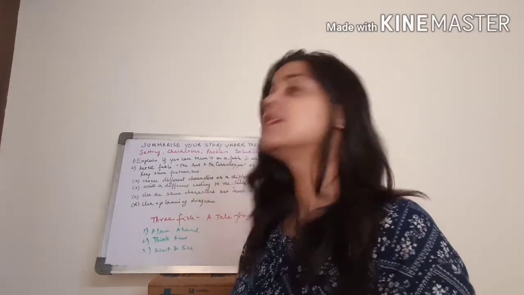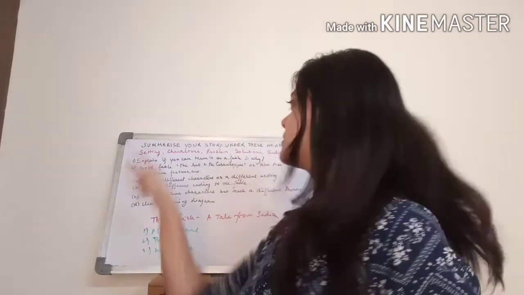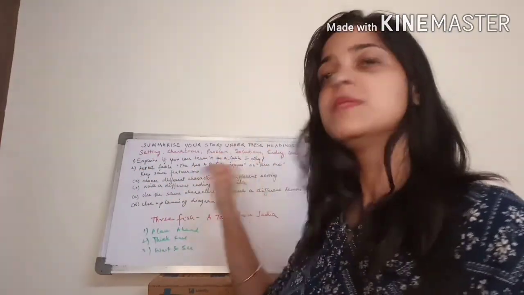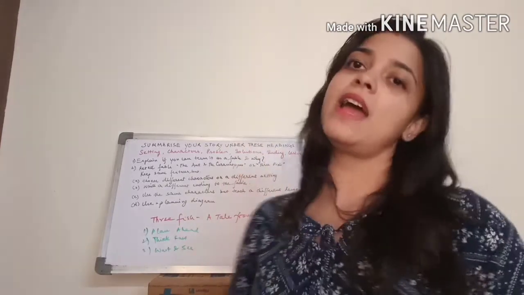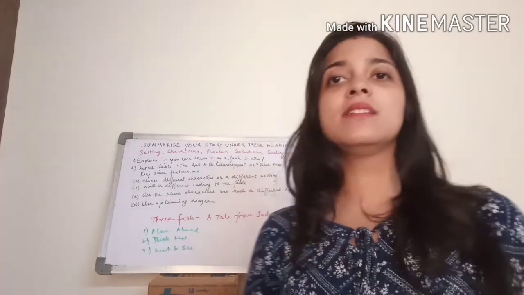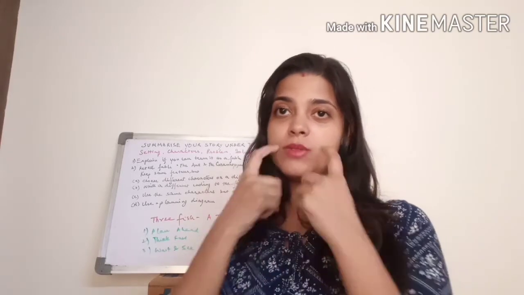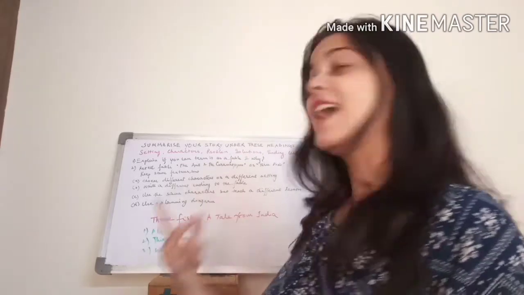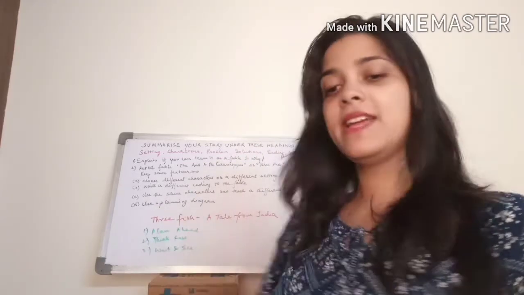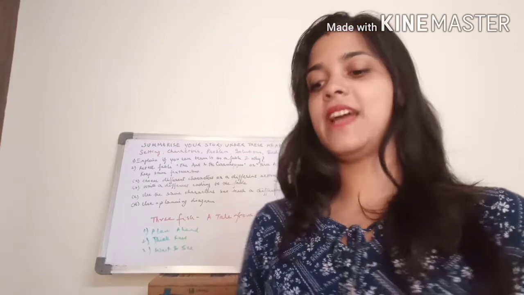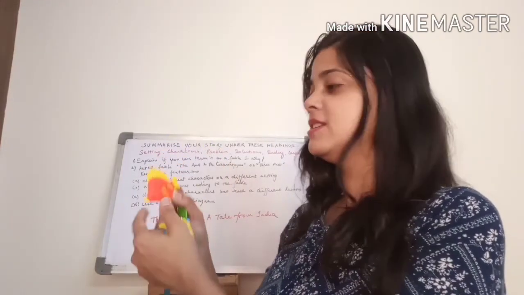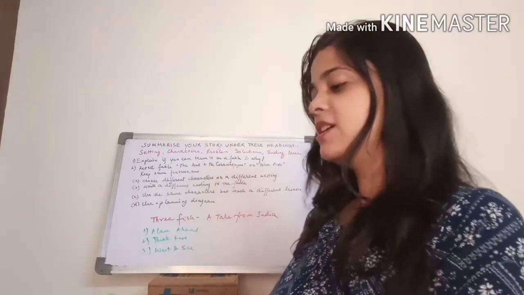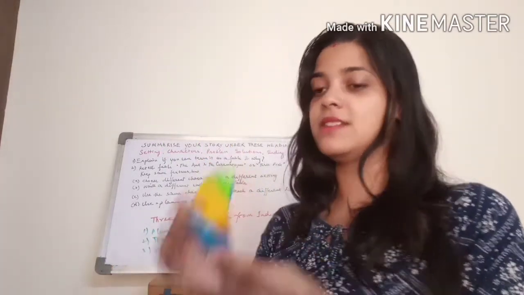Now, summarize your story under these headings. What are the headings? The setting, the characters, the problem, solutions, ending, and the lesson. What is the setting? A pond. So there's water all around. That's where the three fishes lived. The characters are Plan Ahead, Fish 1, Fish 2, Think Fast, and Fish 3, Wait and See. These are the three characters.